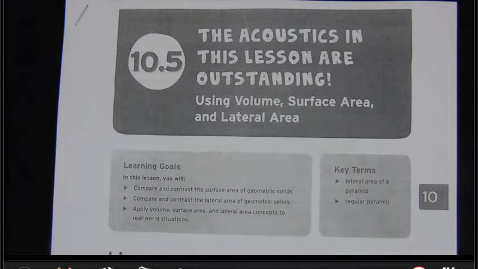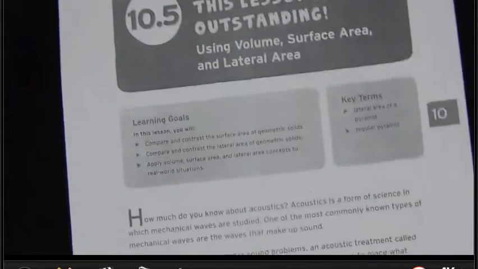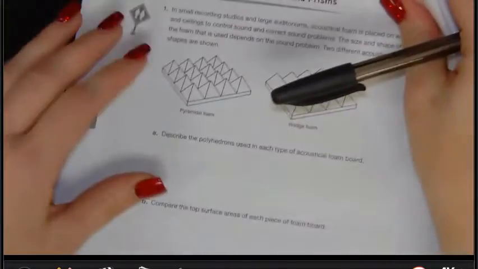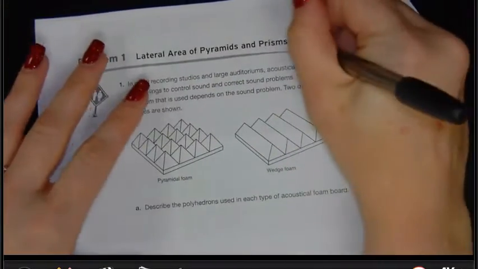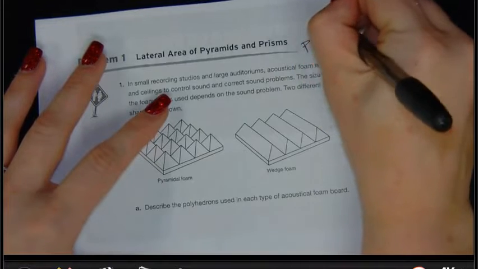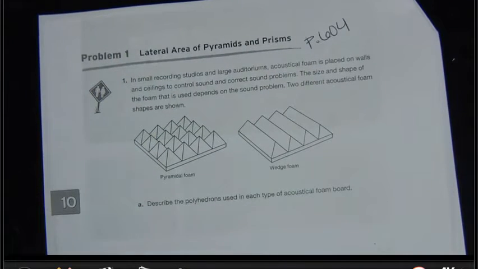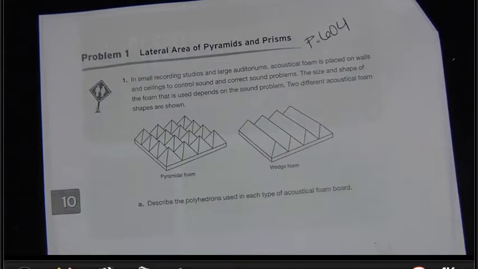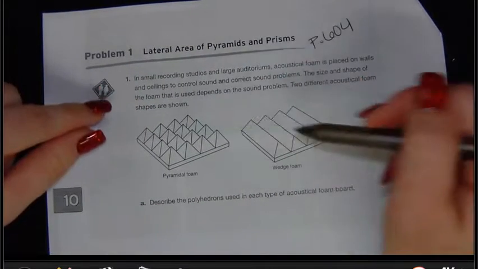Gather everything here. If you would, find your textbooks, and we're going to turn to page 604. 604 for me, please. We are in section 10.5. Okay, so we're going to look at the differences here.